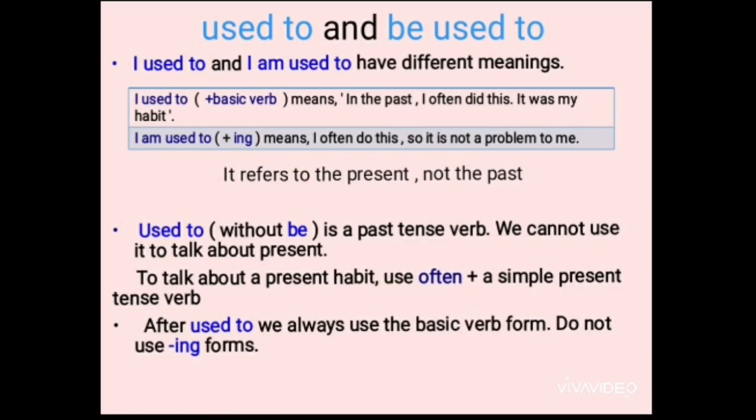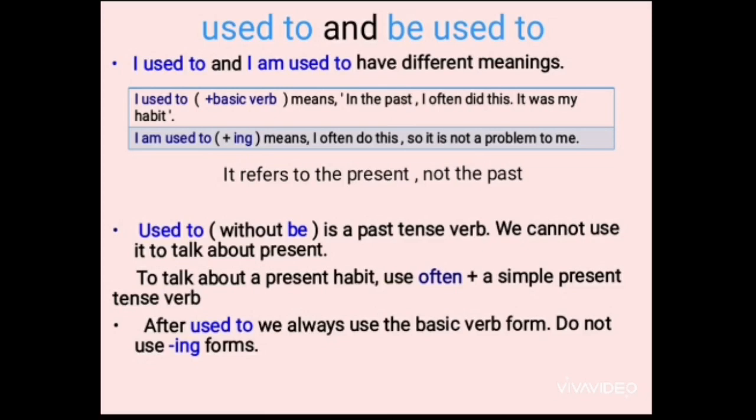So used to without be is a past tense verb. We cannot use it to talk about the present. To talk about a present habit, we must use often plus a simple present tense verb. After used to, we always use the basic verb form. Do not use ing forms. So for example, don't worry, I am used to doing this kind of work.